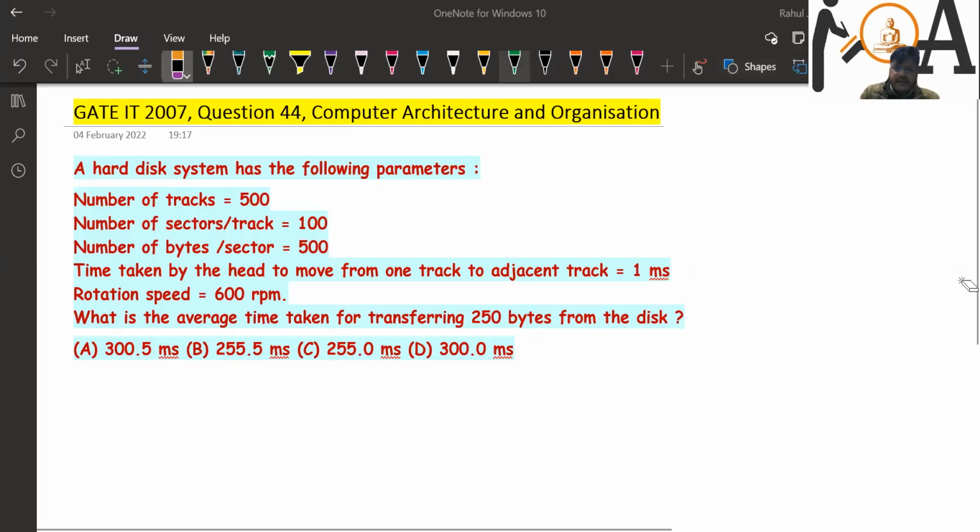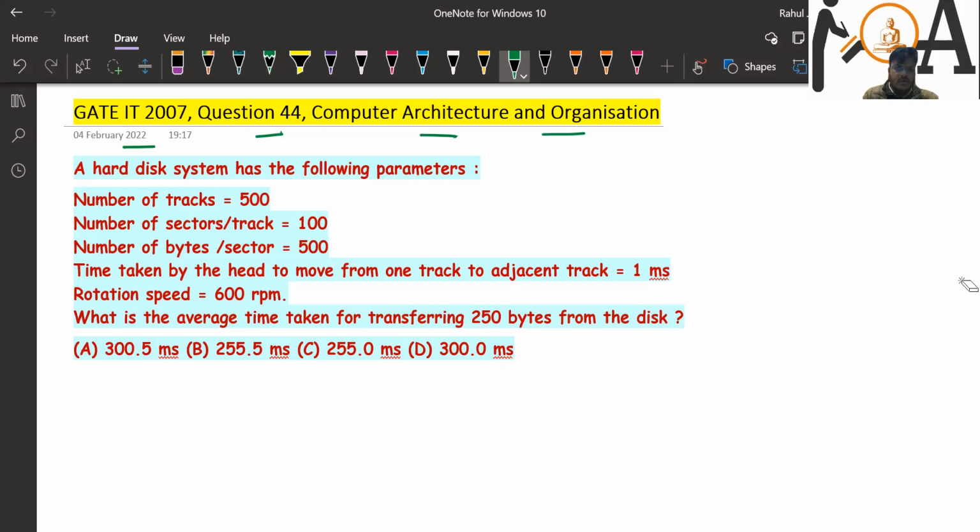Hello students, a very warm welcome to Arihant Online Academy, and here in this session we are going to discuss a very important question from GATE PYQs. The question was asked in GATE IT 2007, question number 44, and the subject was Computer Architecture and Organization.